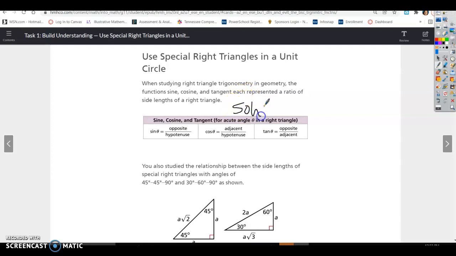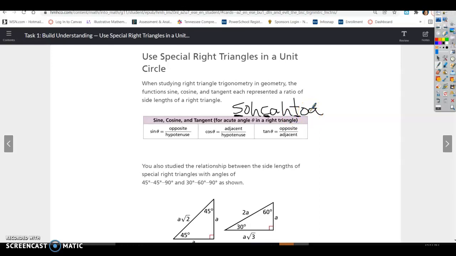SOHCAHTOA is just an easy acronym to remember: sine, cosine, and tangent. So you've got the sine opposite over hypotenuse, cosine adjacent over hypotenuse, and tangent is opposite over adjacent.